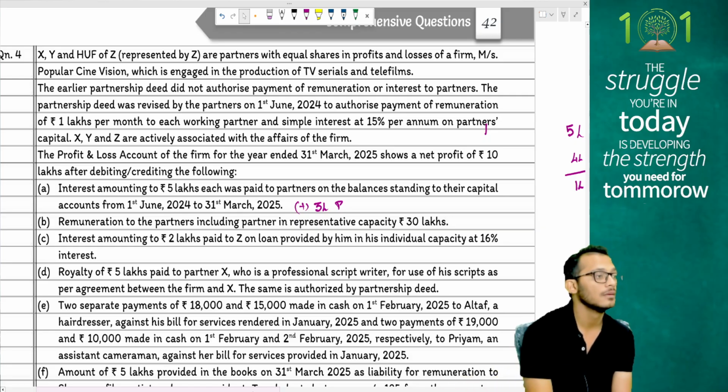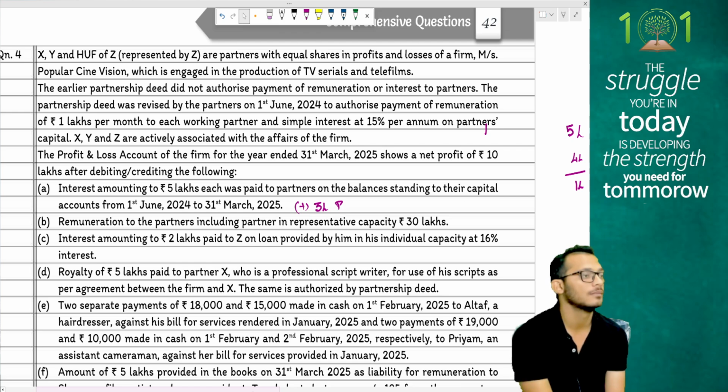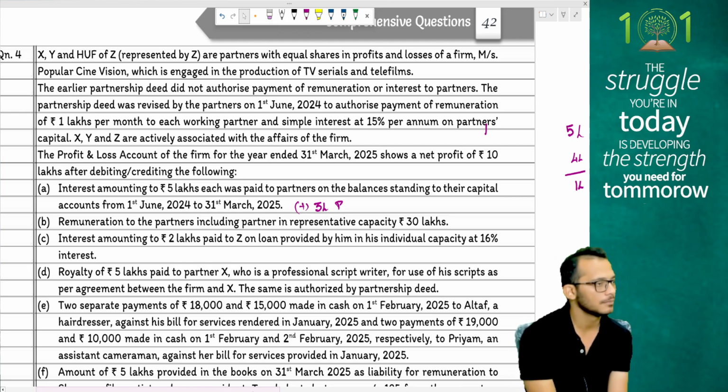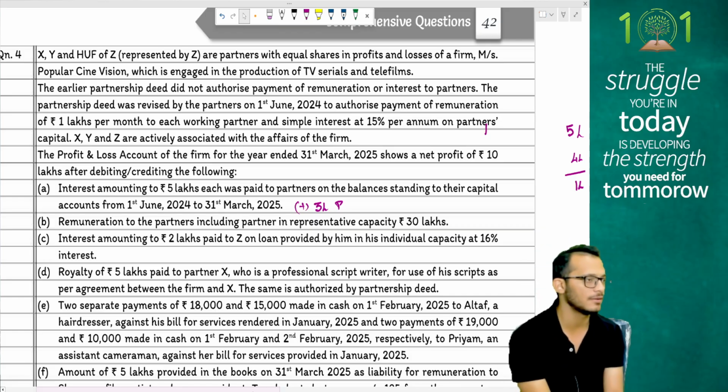Why? So what? I am giving to HUF. They have not told you that you are not giving. They have told what? It is 15% per annum on partner's capital. Which means they give interest on HUF's capital. Still allowed. If the question would have given any interest to Z, then I would have not disallowed it. But this is saying only for the partner's part of it. Yes. Next.